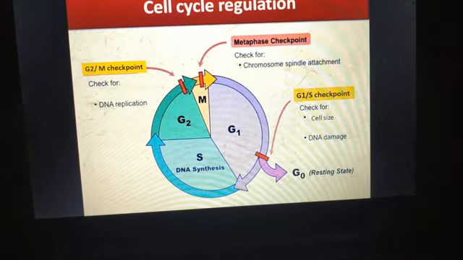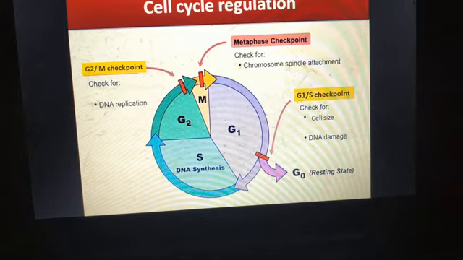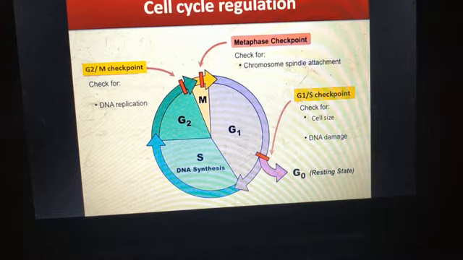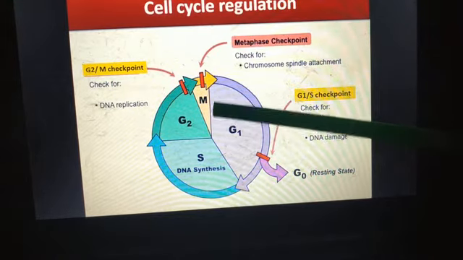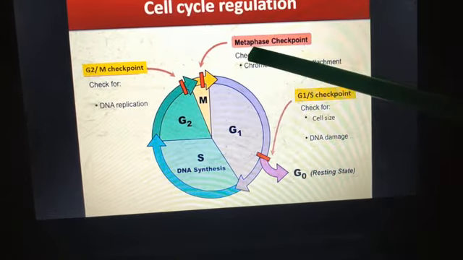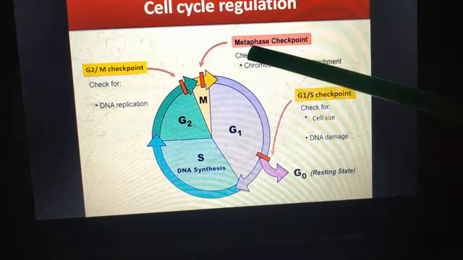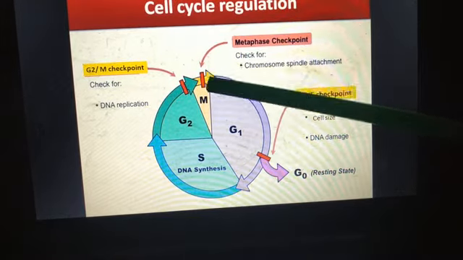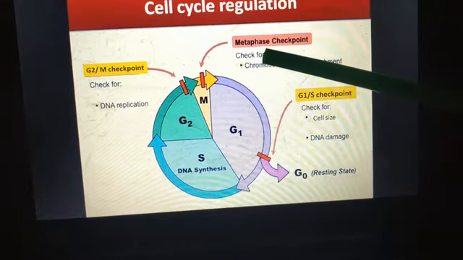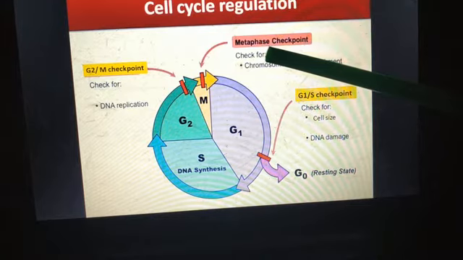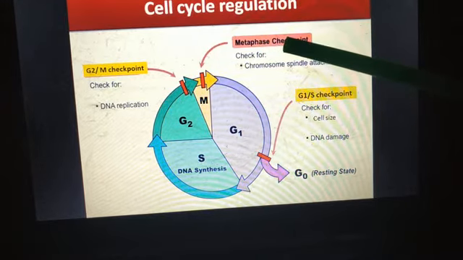So if there is any damage, then the cell cycle is arrested at that point, and when everything is repaired and comes back to normal, then the cell will enter into the next phase, that is, the M phase. Here another checkpoint is there, that is the third checkpoint. We call this checkpoint the metaphase checkpoint, or you can say the M phase checkpoint.